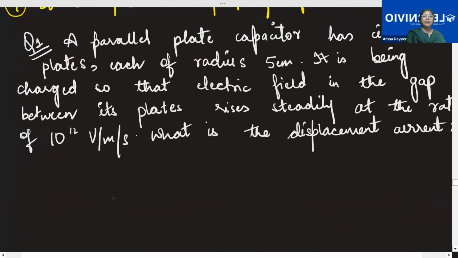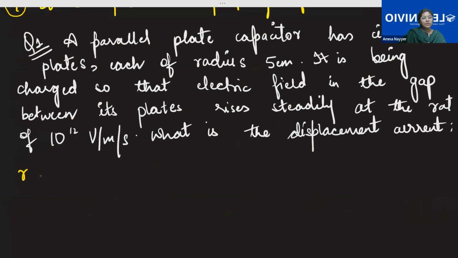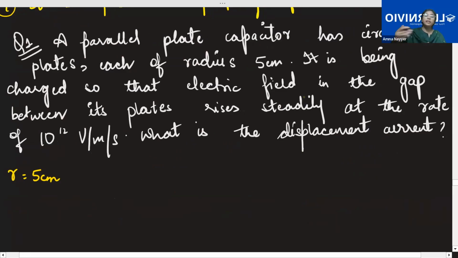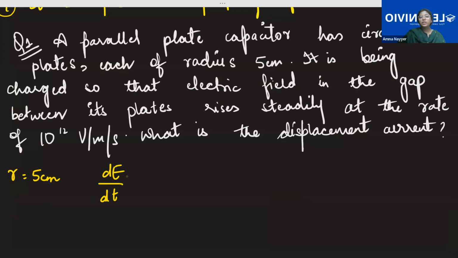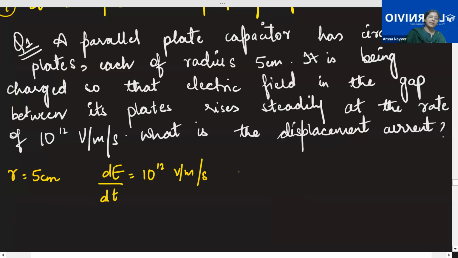This says a parallel plate capacitor has circular plates, each of radius 5 centimeter. Radius of the plate is given as 5 centimeter. It is being charged so that electric field in the gap between its plates rises steadily at the rate of 10 to the power 12 volt per meter per second. This is not electric field, it's the rate of electric field, dE over dt, that is 10 to the power 12 volt per meter per second. This is not just electric field, what is the displacement current?